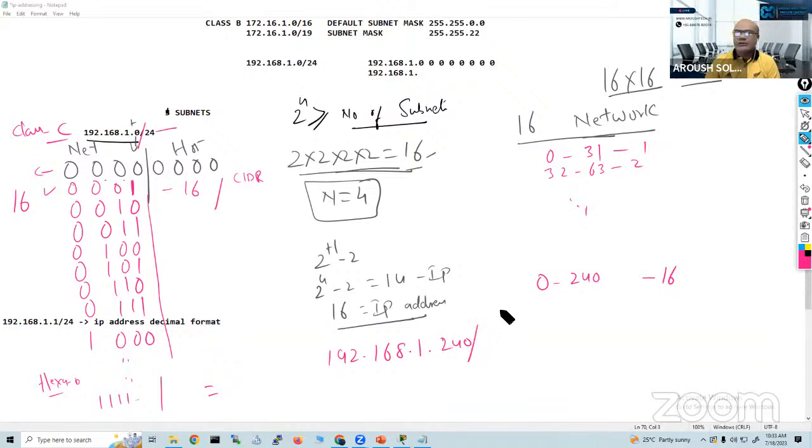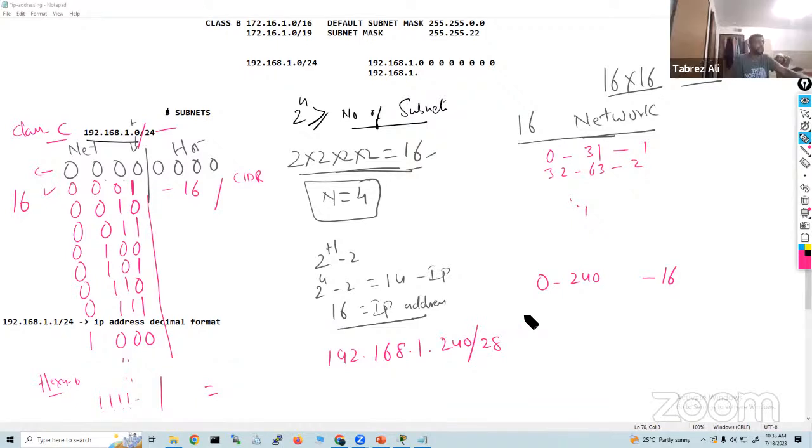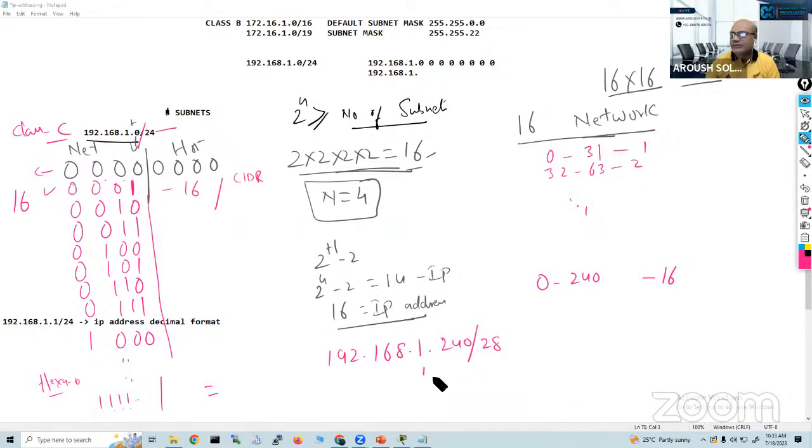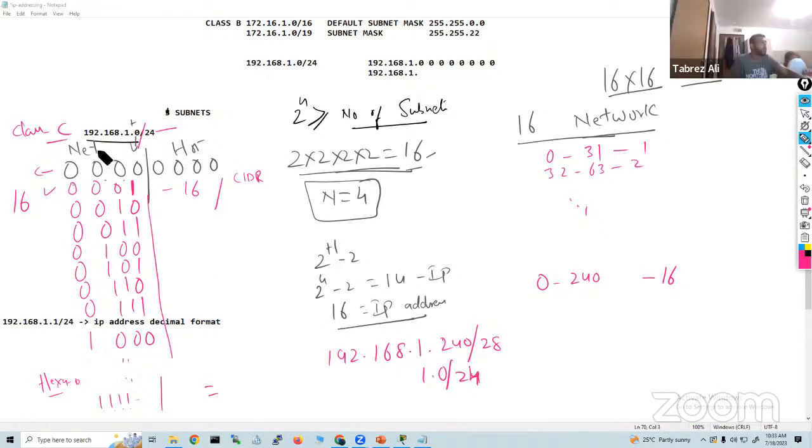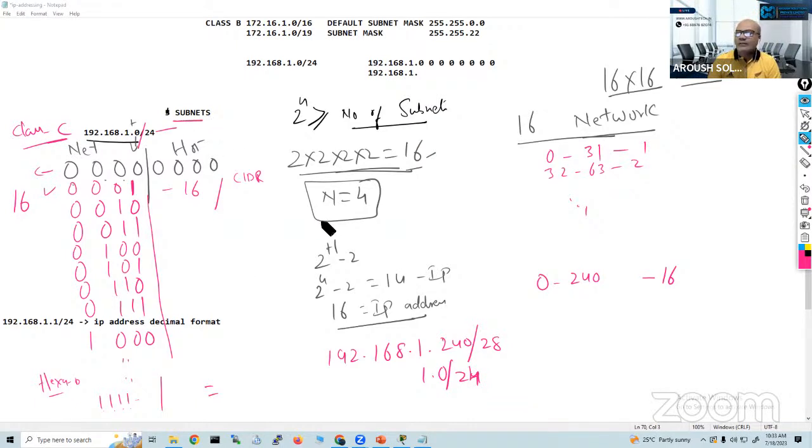Now, what is the CIDR value? 24 plus 25, 26, 27, 28. 28. Understood? But what is the default for this? Default is 24 for class C. Once you have done the subnetting, okay, my CIDR value changes, right?